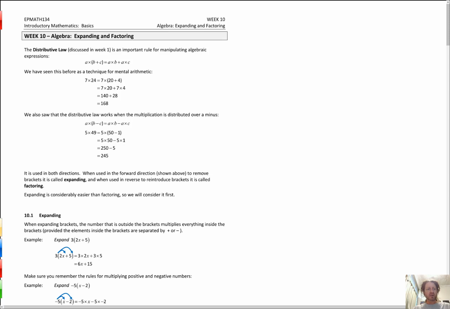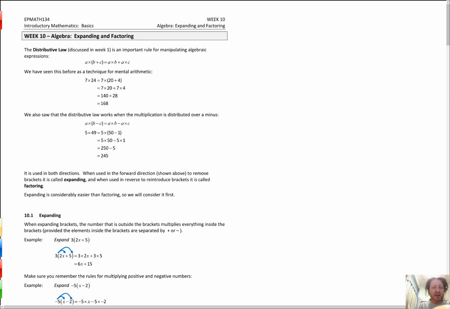Hi everybody, let's look at week 10, algebra, expanding and factoring. Firstly, notice that in these notes we've called it factoring. You'll also hear it referred to as factorising. In fact, that's the word I normally use, but it's the same thing. Factoring, factorising, same thing.